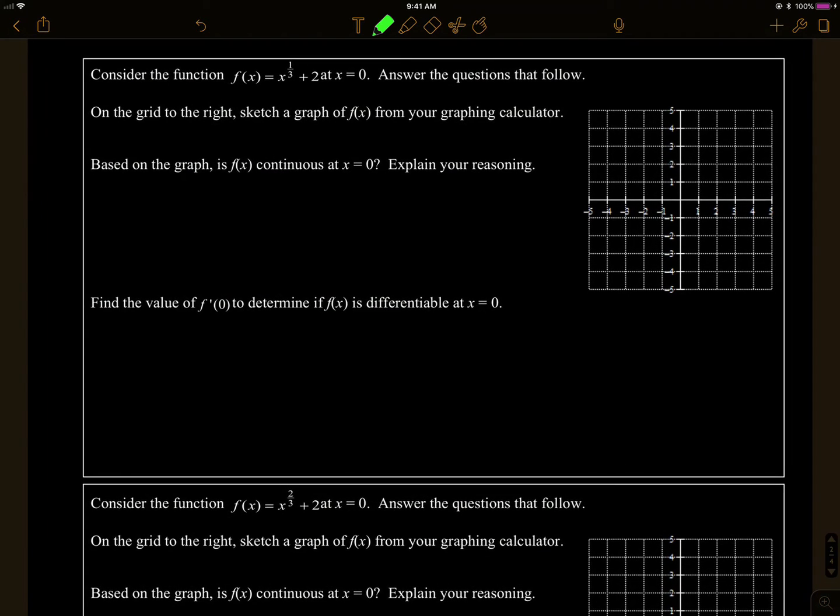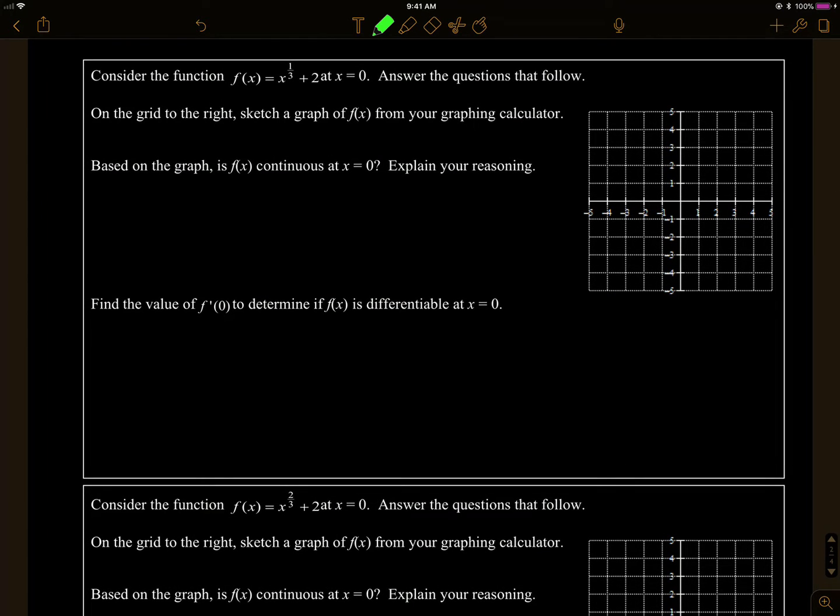All right, so in that first example, the function was not continuous and also not differentiable. Let's look at another scenario. So again, you can pause it here and try to sketch a graph from your calculator. You should get a graph of something like what I drew here. So now we're going to do continuity. So again, is f of 0 defined? And if it is, what's its value?